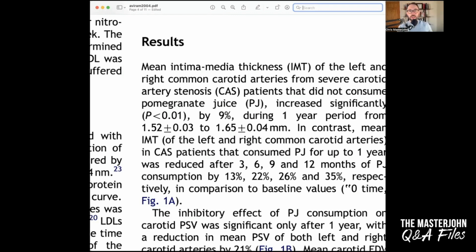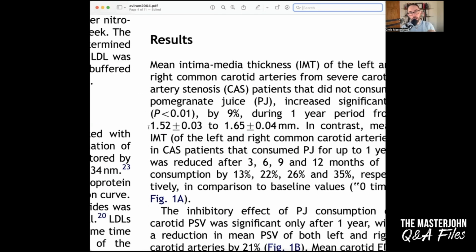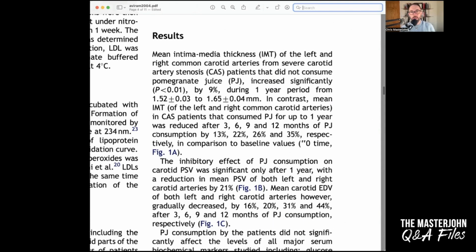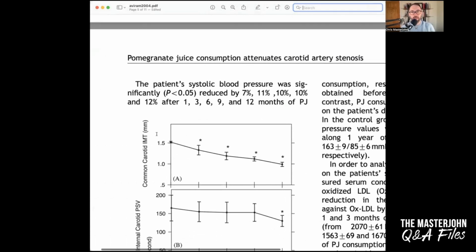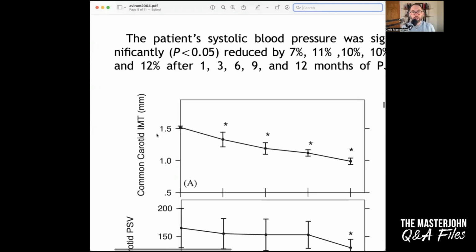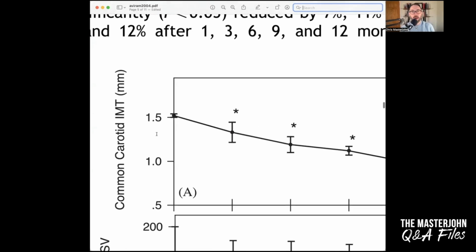So one of the things I would want to look at is, did the placebo group and the pomegranate group have a similar or different baseline value? And the placebo group here had 1.52 millimeters for a baseline value, which is very similar to what they show in the graph and never state for the pomegranate group.